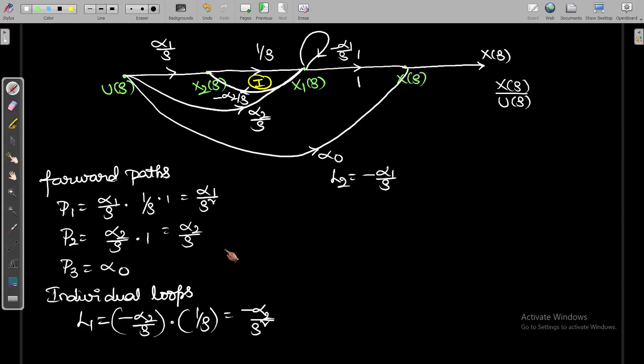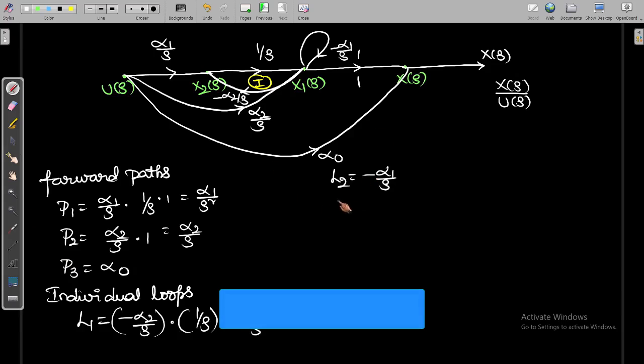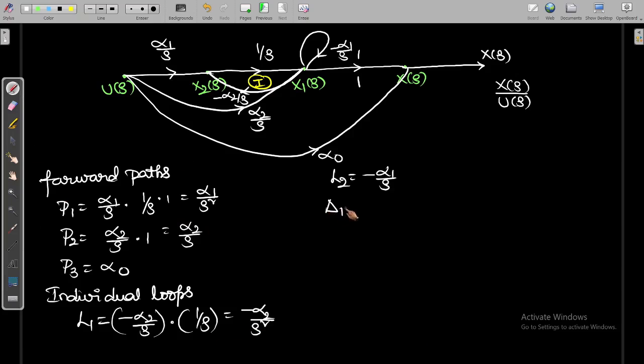Next, are there any non-touching loops here? Non-touching loops are not there. L1 and L2 are both touching each other, so L12 will be 0. Now we will consider delta 1. Delta 1 will become 1 only, because it is touching all the loops. Next, what about delta 2? Delta 2 also touches all the loops, that's why it will also become 1.